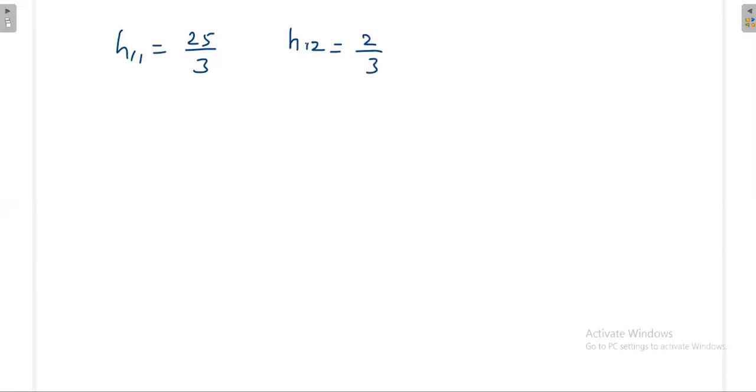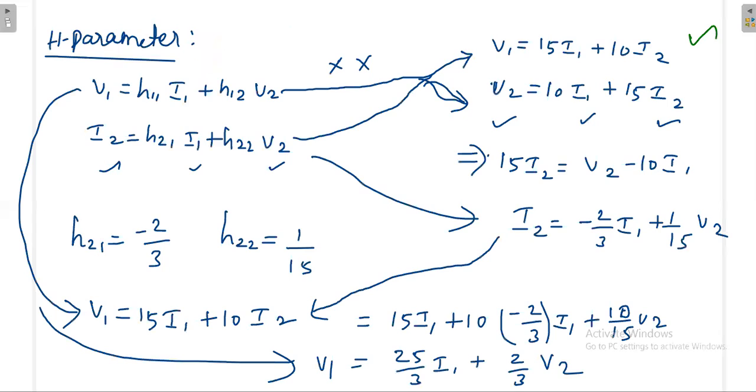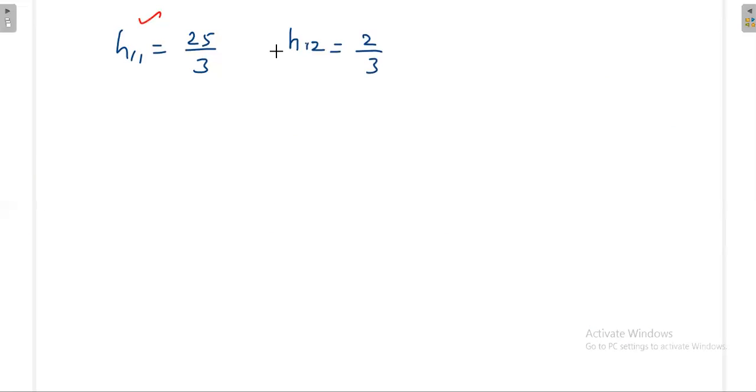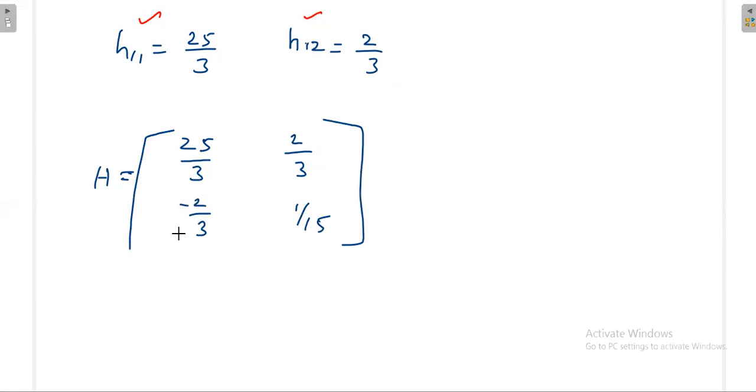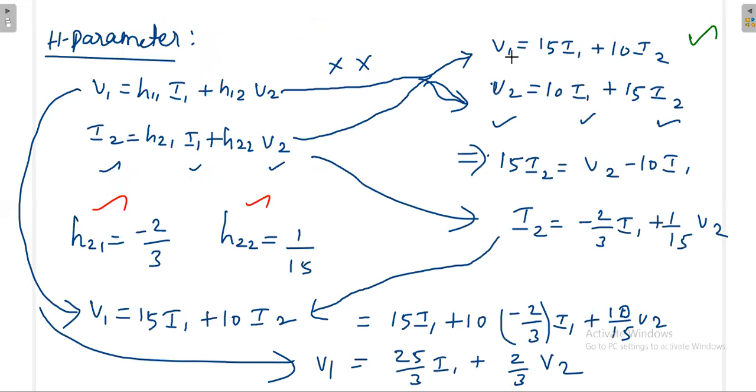So now we have already calculated the other two values. Now we have calculated this one. Then what is the final H parameter? The final H parameter is equal to 25 by 3, 2 by 3, minus 2 by 3 and then 1 by 15. Final H parameter value. So now I have converted from the Z parameter to H parameter.